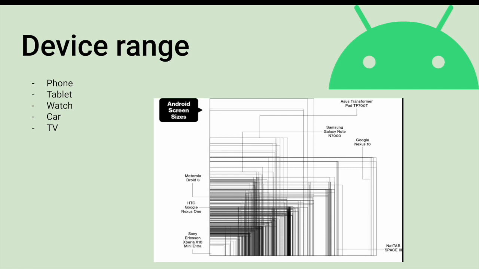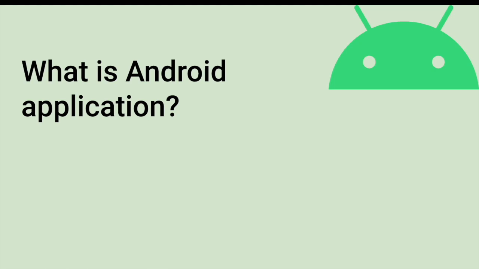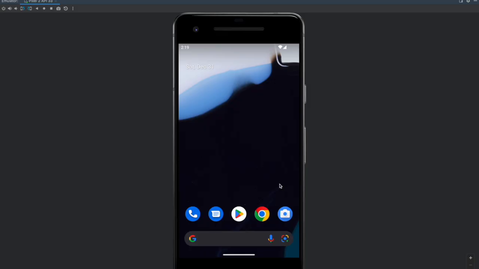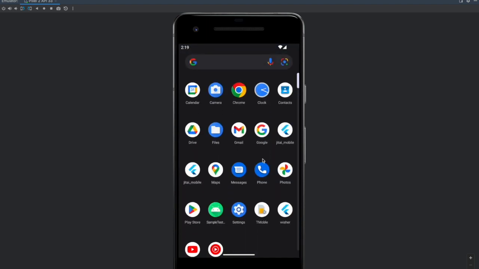After we briefly spoke about the Android operating system and the range of devices where it is installed, let's answer the next question. What is an Android application? Here is our Android device, which is a Pixel 2, using the latest API level, latest Android, and obviously it has some applications. This is the list of our apps, and very soon your app will be in this list.